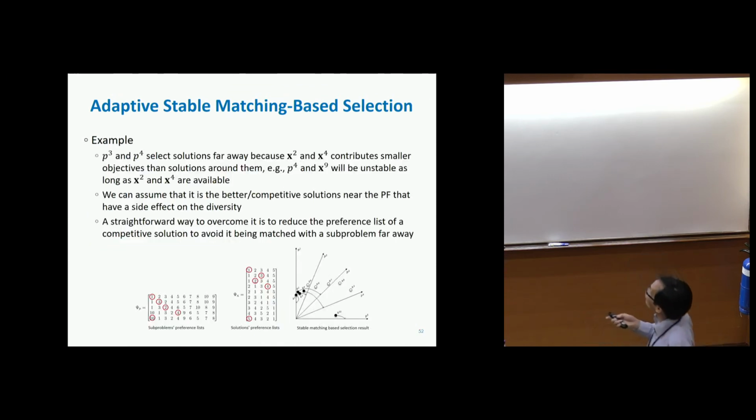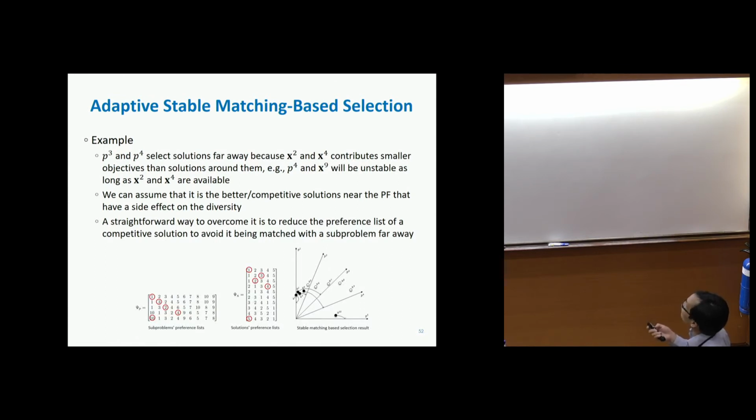So therefore, we come up with an algorithm, again, for the adaptive R. So the idea, you will see that problems 3 to 4 always get the solution x2 allocated, and x4 allocated to P4.